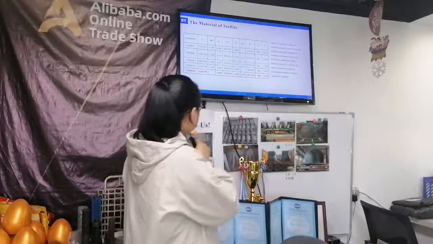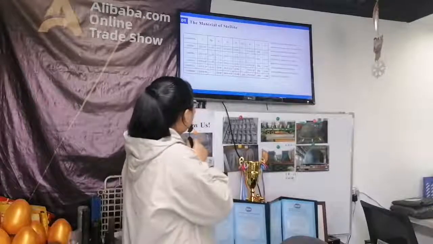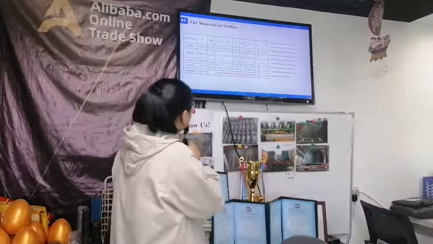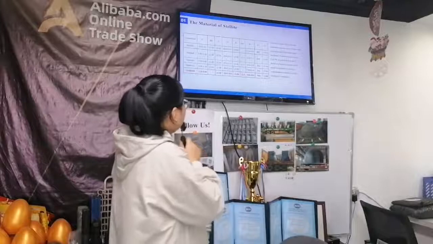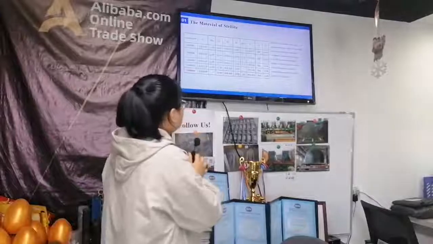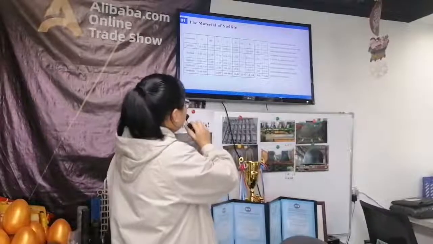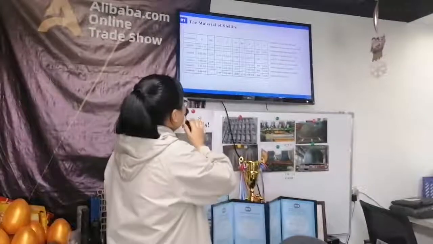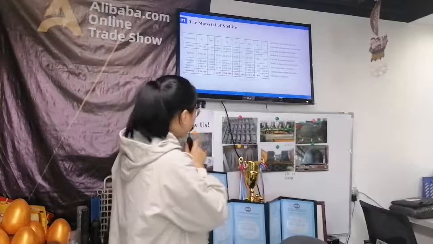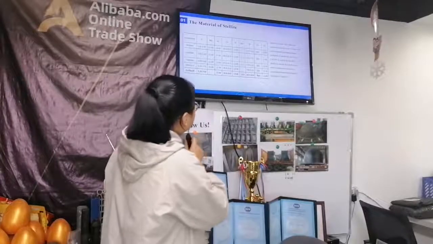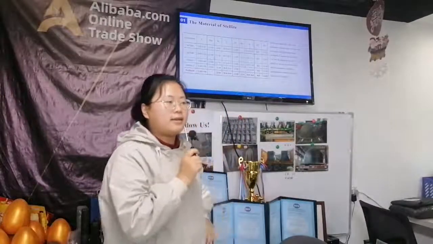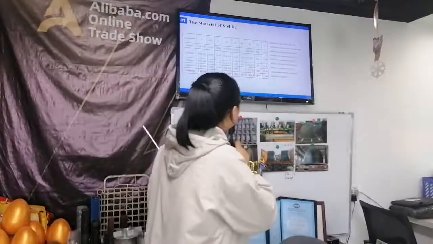Last one is Stellite 20. For carbon, it's 2.2 to 3.0%. For silicon, is less than 2.0%. For chromium, is 30 to 34%. For nickel, is less than 3.0%. For tungsten, is 14 to 18%. For iron, is less than 3.0%. And the cobalt is balanced.